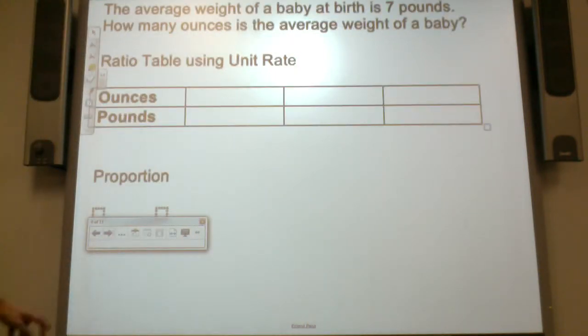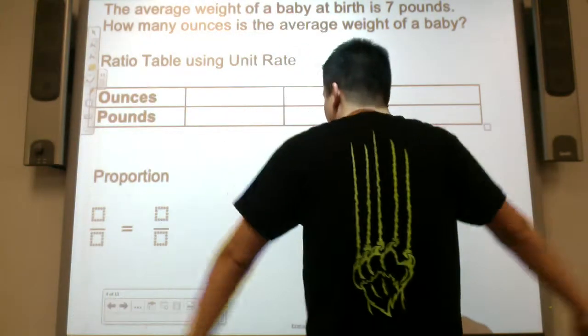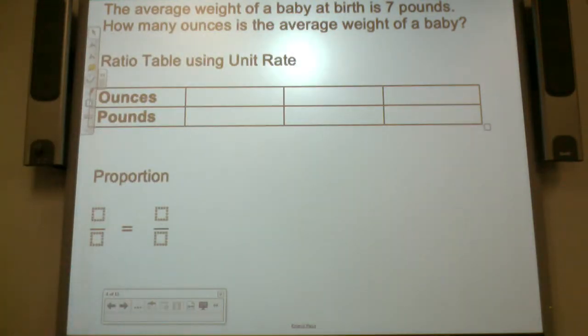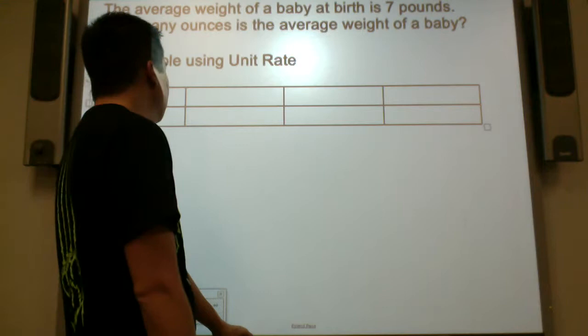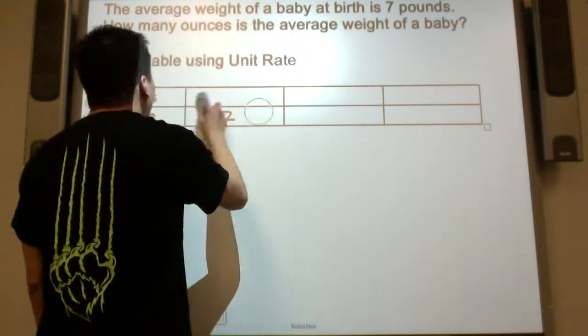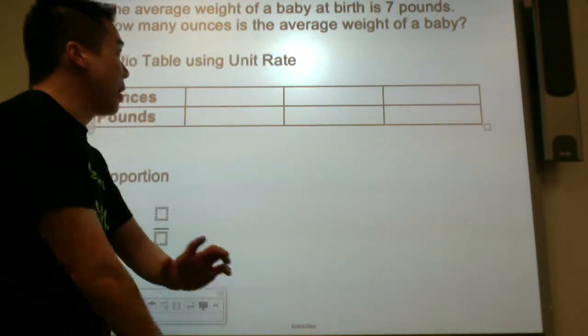So let's try an example. I'm not going to do a bar diagram. You notice the bar diagram disappeared. So we're just going to do rate tables or ratio tables and use proportion. The average weight of a baby at birth is 7 pounds. Oh, wait. I didn't read the whole question yet. How many ounces is the average weight of a baby?